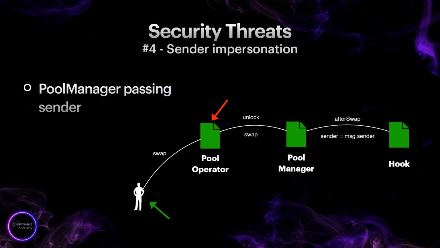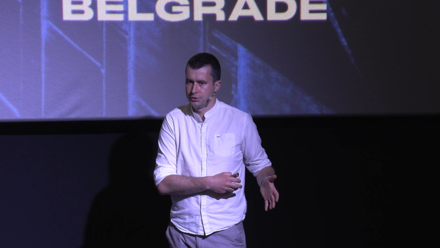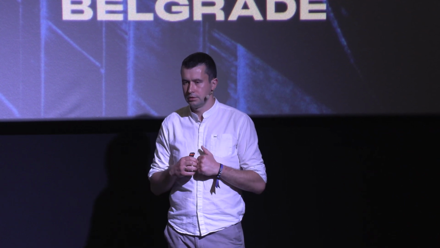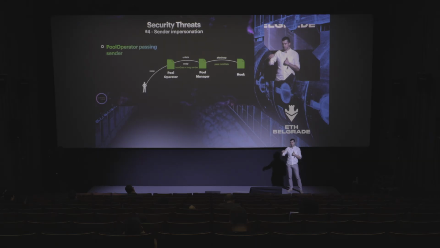So how to solve that? Because they still want to achieve that limiting. There is another parameter called hook data. So when the user calls pool operator, the pool operator can take the user's address from message sender and save it in a hook data parameter. Then when pool operator calls pool manager, it passes the data, right? So now the hook can have access to the real user that executed this operation.